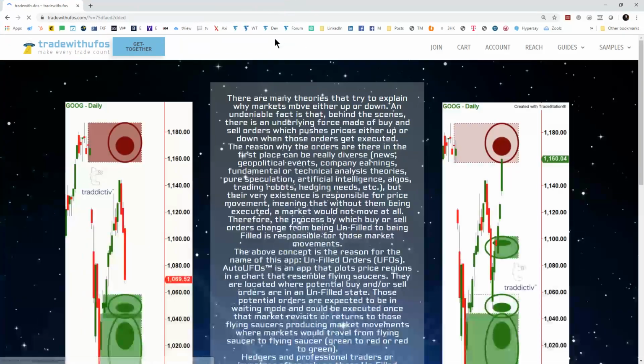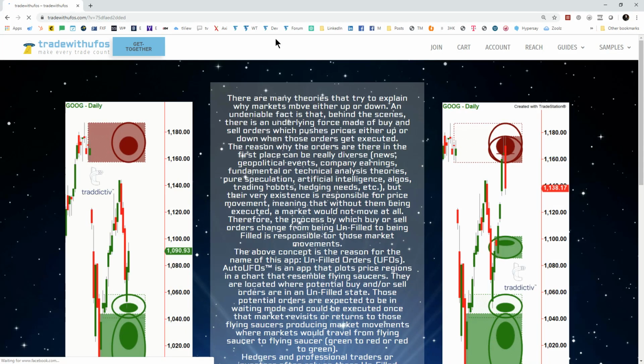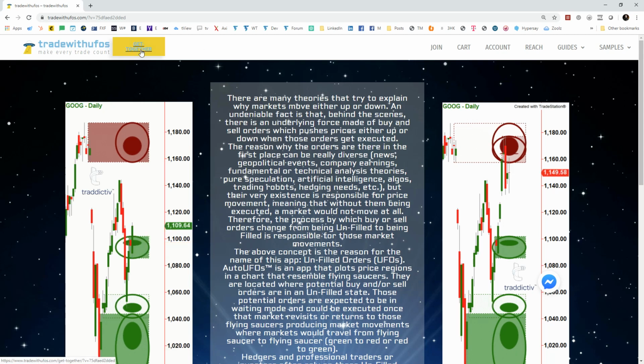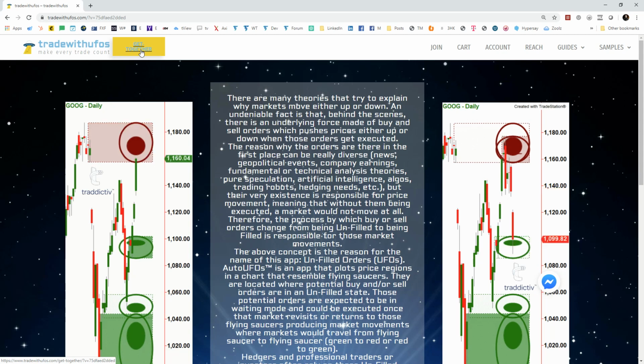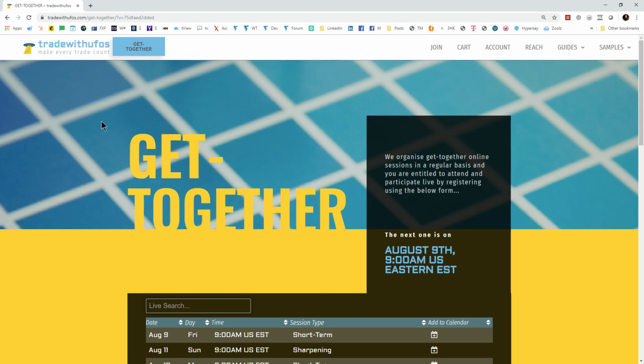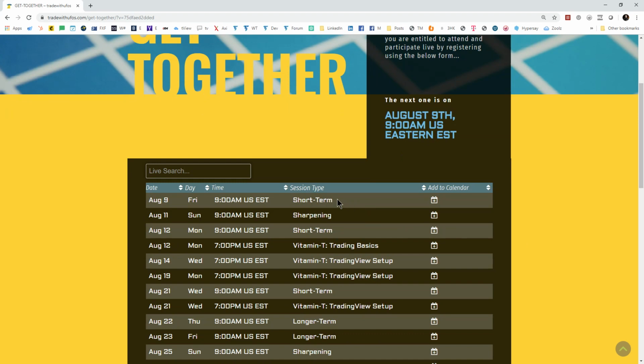So I want to point at our main website, which I'm sure all of you know. I want to point as well at the Get Together button, which is in the upper left, which I'm pretty sure that all of you know as well. The reason why I want to go to this place that you use on a regular basis to know more about the schedule of our get-together sessions is because if you look at it, notice that apart from the short-term session, there are sharpening sessions and longer-term sessions as well. Those are the three types of sessions that we have been conducting.